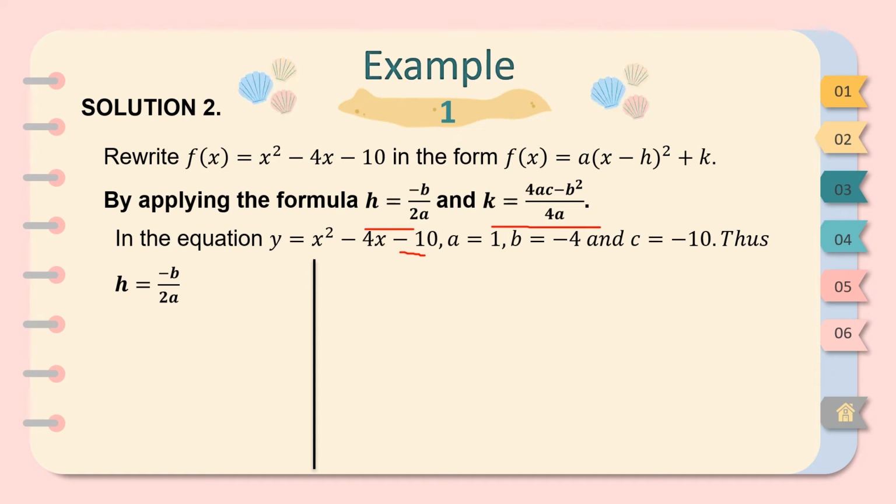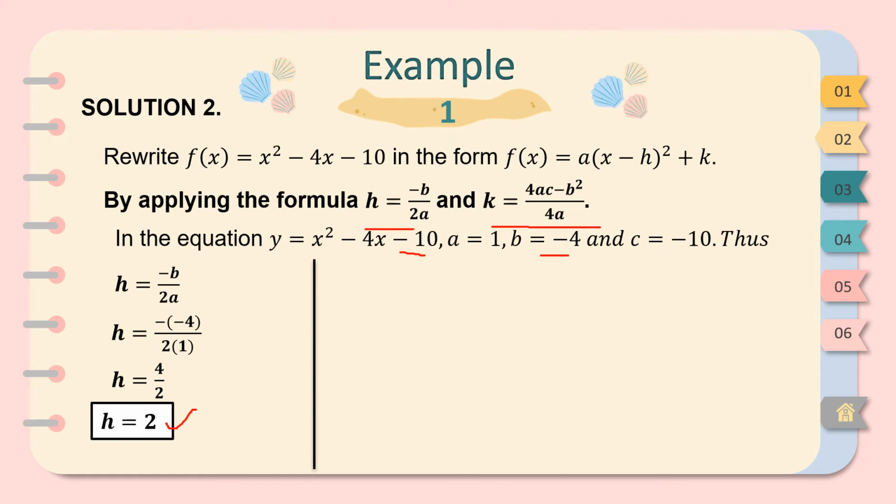So substitute, palitan po natin lahat ng variables. So magiging h, ang b po natin ay negative 4. So negative quantity negative 4 divided by 2 times 1. And then simplify. H now is equal to negative times negative, that is 4, over 2 times 1, that is 2. 4 divided by 2, that is equal to 2. That is your h value.